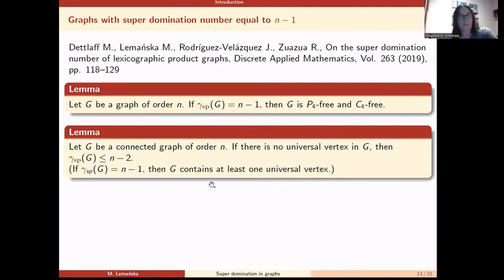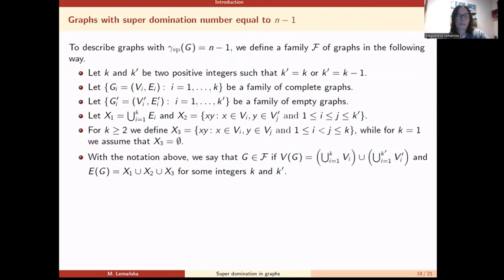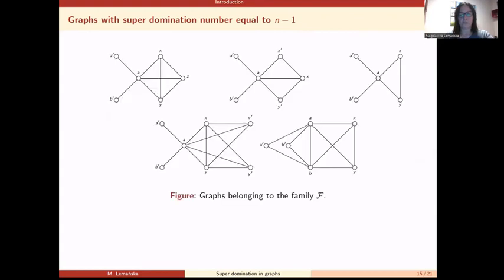And the other property: if the super domination number is equal to n minus 1, then G contains at least one universal vertex. A universal vertex is a vertex which is a neighbor of every other vertex of a graph. Here is a definition of the family of graphs with the equality, but again, this definition does not look very friendly, so I decided to just show some examples of graphs belonging to this family.